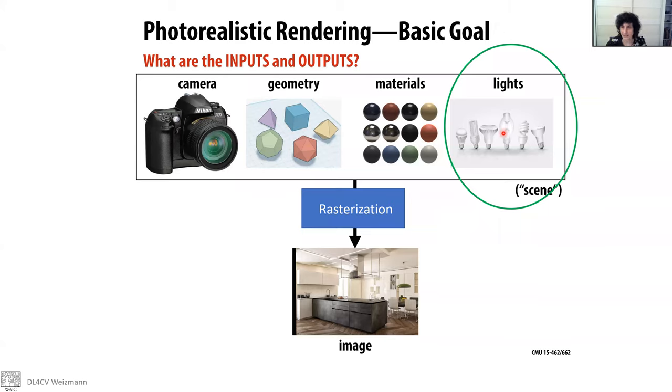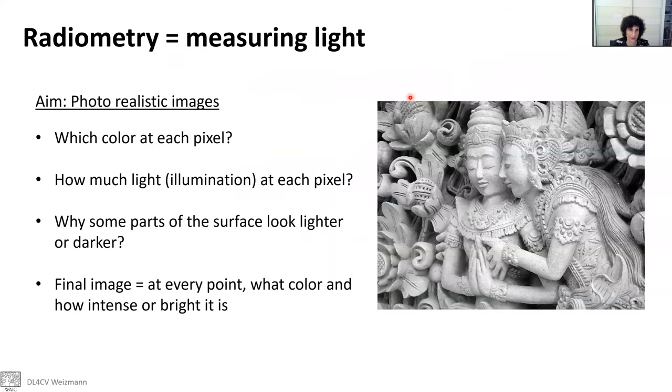So the next issue is lights and radiometry. And this is actually an important issue. I tried to facilitate it as much as possible. I hope I succeeded, let's see. So our aim is to generate photorealistic images. And in order to do this, we would like to answer which color is going to be at each pixel, and how much light we are going to have at each pixel. For example, here we are asking ourselves why some parts of the surface look darker or whiter or lighter than the others. And we're going to answer these questions.